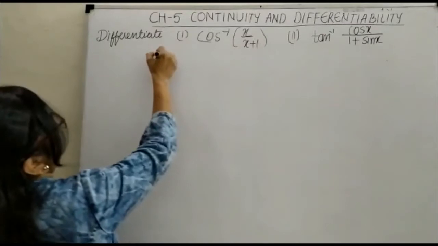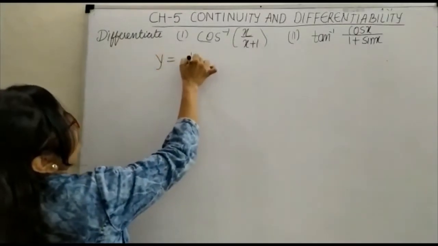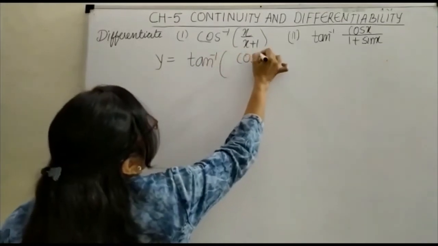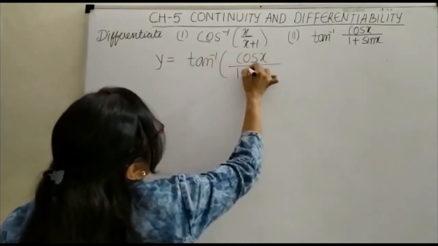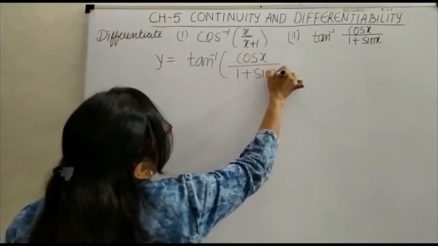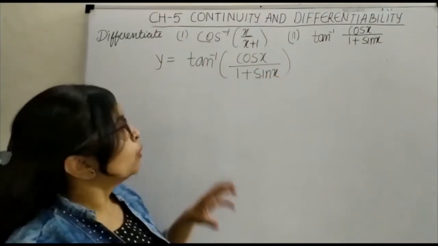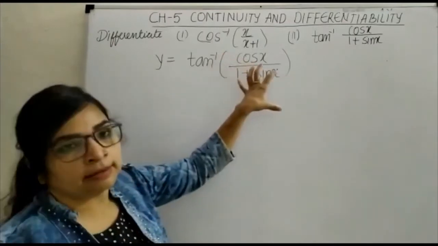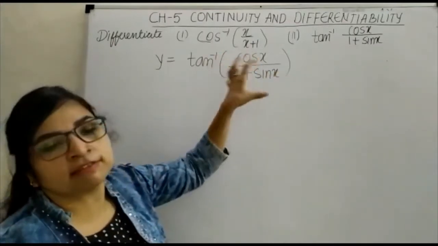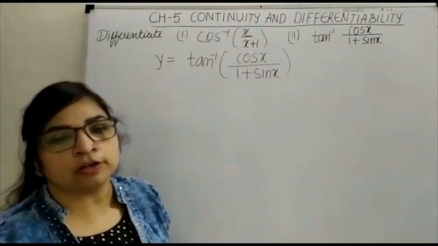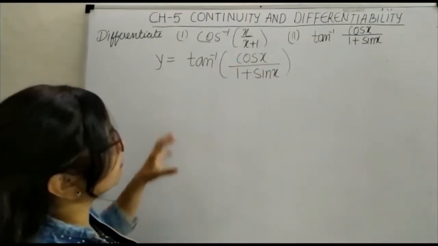You can see here again y is equal to tan inverse cos x upon 1 plus sin x. There are some questions which can be reduced to the tan, like tan inverse. If you see that this term can be reduced to the tan theta, then it is easy for us to differentiate. The same thing we will do here.